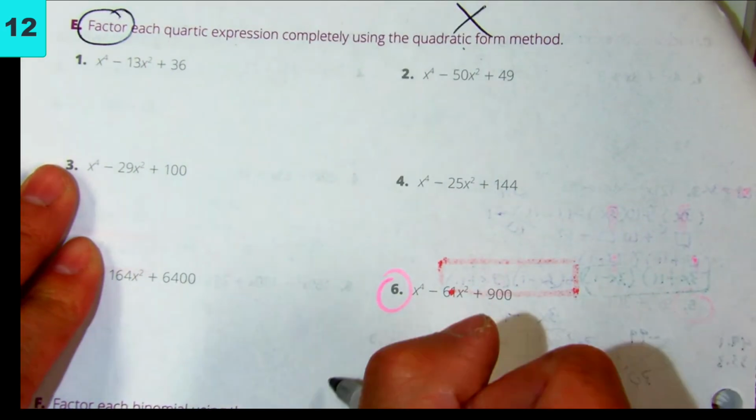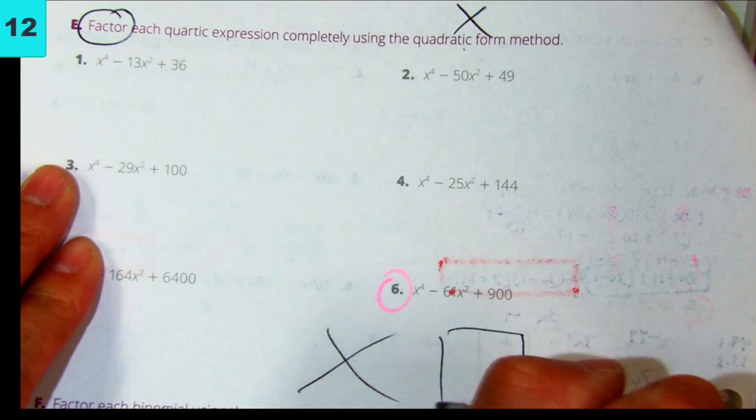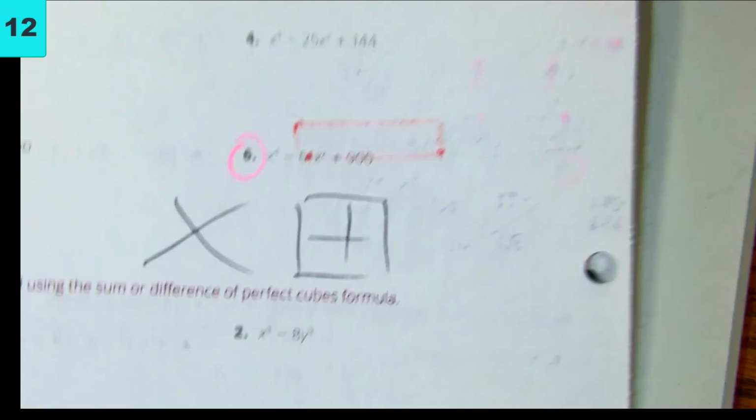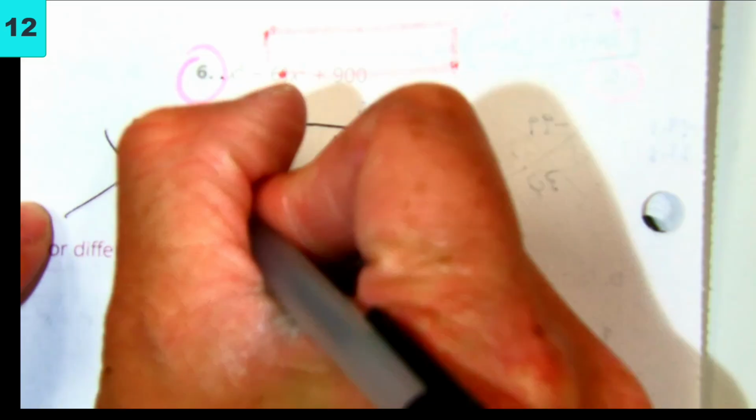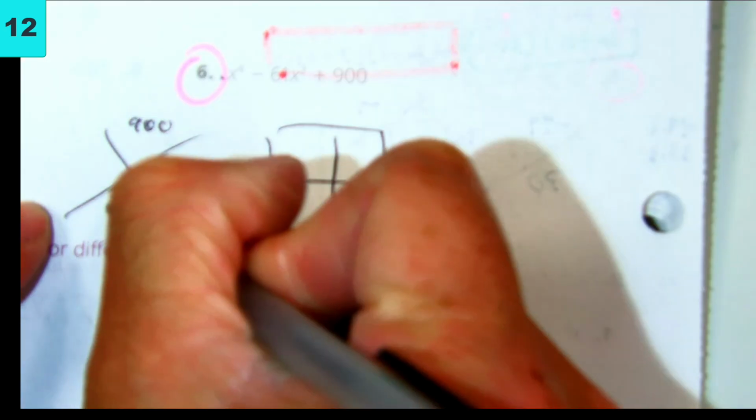And I've been asking students, well, how do we factor in this class? We've just been using the X box. So let's go ahead and fill it out. X box. A times C is 900. B value is negative, what does that say? 61?